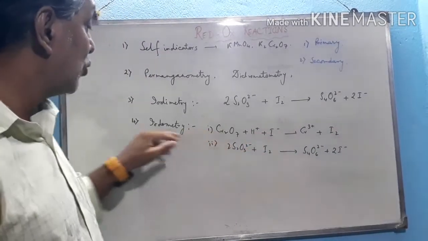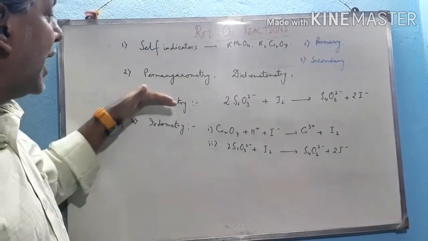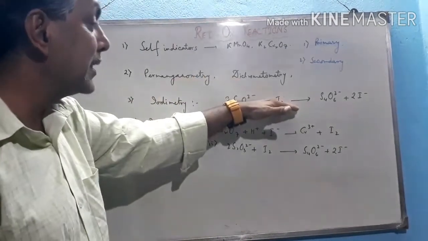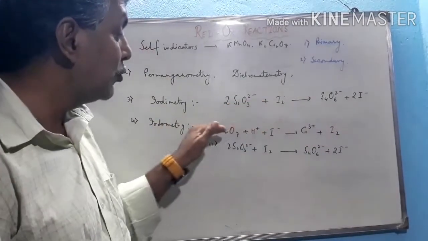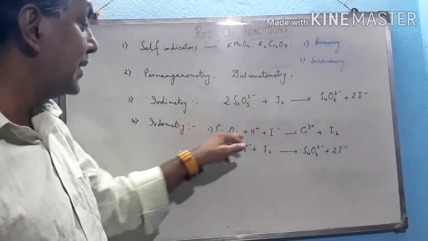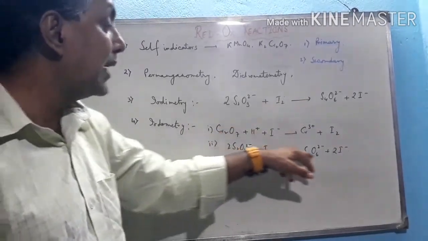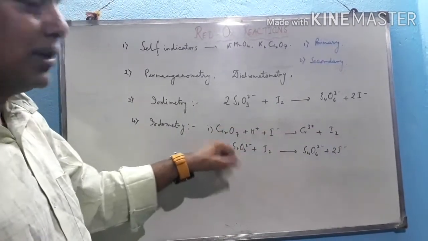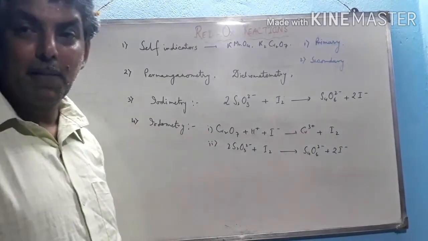This is called an iodometric titration, and the process is iodometry. One is iodimetry, the direct titration of iodine; the other is iodometry, where iodine is obtained through a chemical reaction in which an oxidant is used which oxidizes I- to iodine, and that iodine is secondarily titrated against a standard solution, thiosulfate. This is known as the iodometric titration.